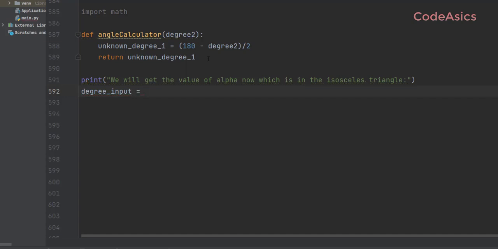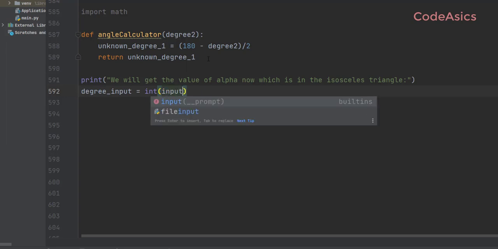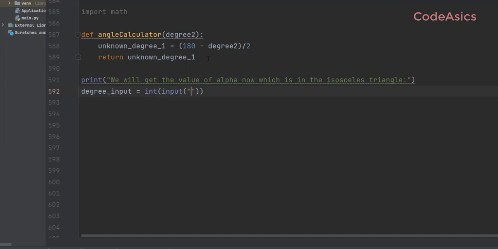Now there can be an issue in case you are handling a figure where that angle is not 90 degree. It doesn't matter, right? So we can just take in that input. So int input, please enter the angle that is unique, right? That angle is different. That is unique. Okay, so we got that angle.